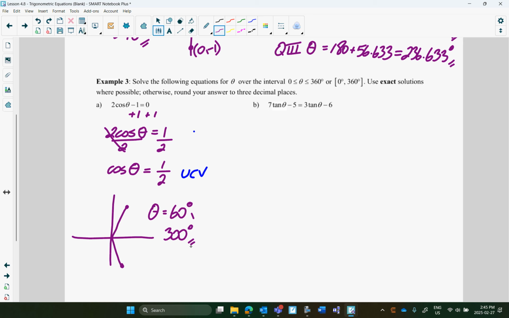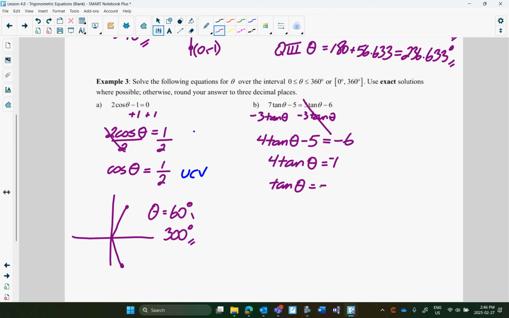Here we got a few steps to get tan theta, pardon me. Tans to one side. Yep. So let's bring the tans over to one side. Let's subtract 3 tan theta from both sides. That will leave me with 4 tan theta, and there's still a -5 with that, equals -6. Add 5 to both sides. You get 4 tan theta is equal to -1. Divide both sides by 4. You get tan theta equals -1/4, which is not a unit circle now.